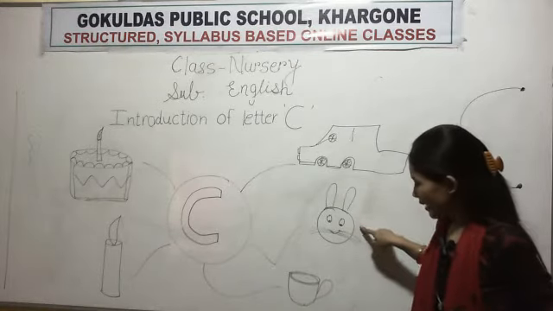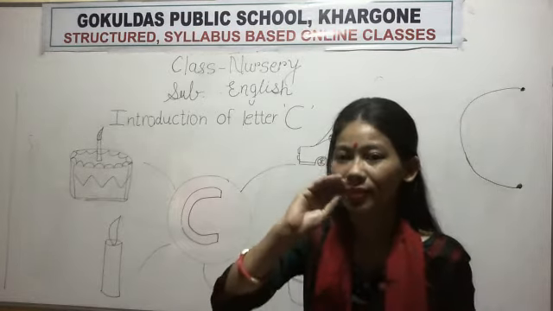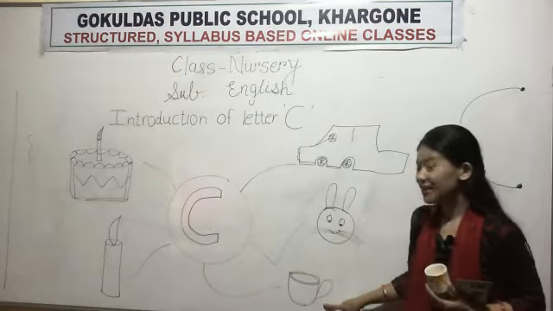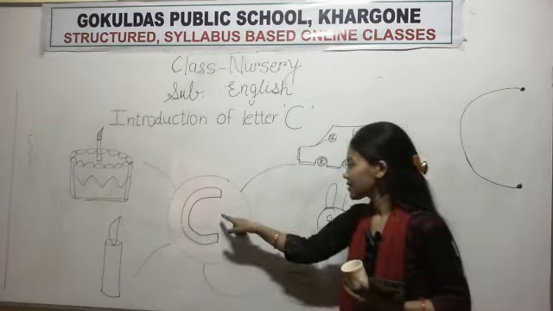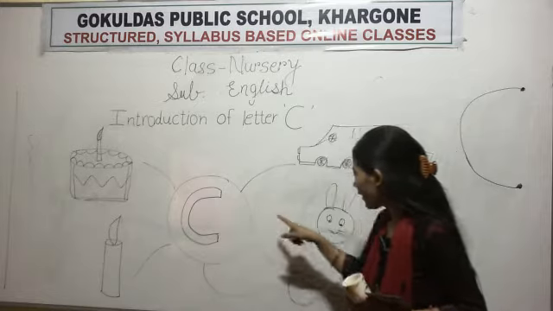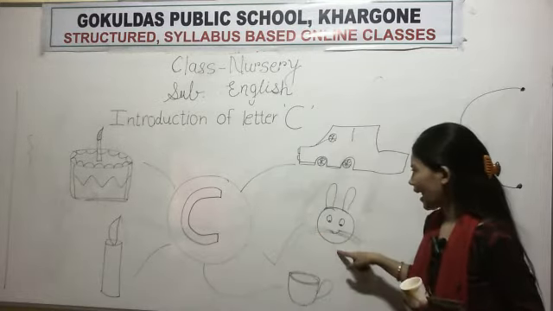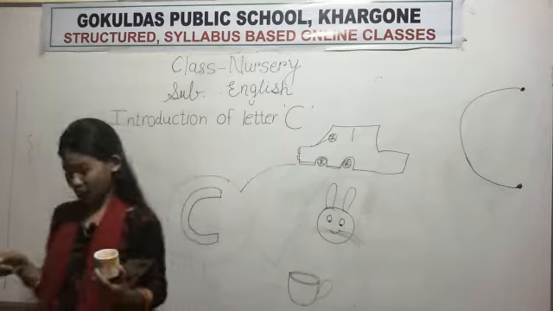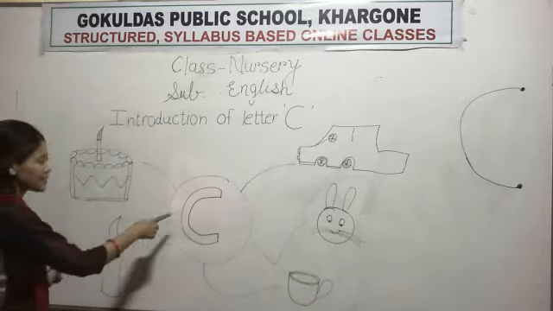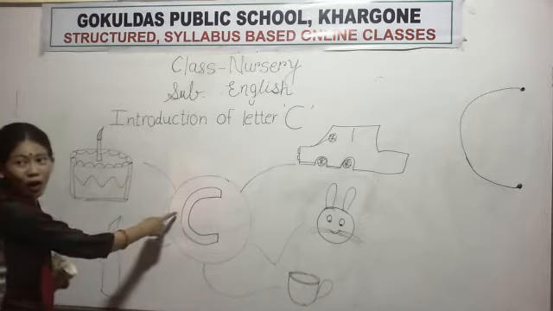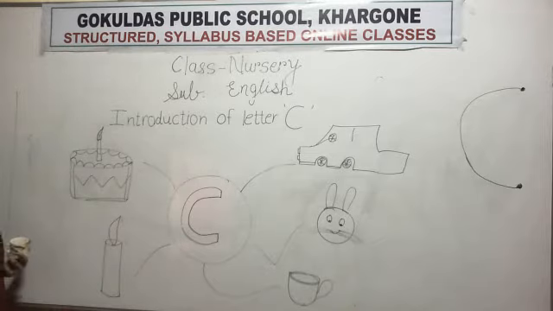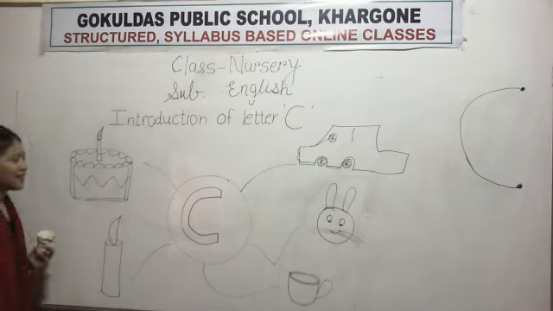And what is this? This is cub. C for cub. C for cat. C for car. C for cake. C for candle.